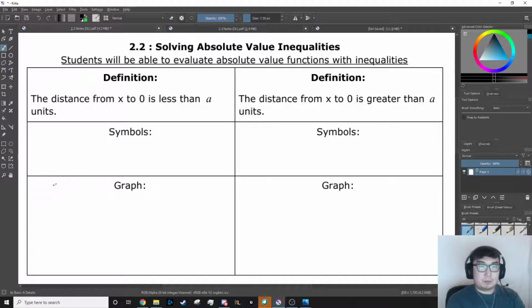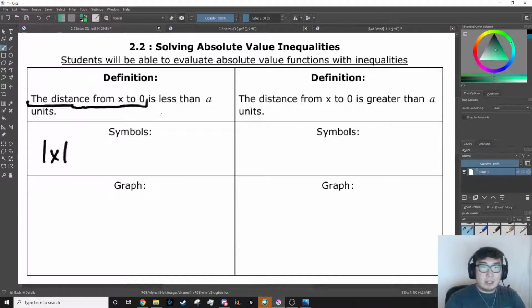All right. The distance from x to 0 is less than a units. This is the absolute value of x, and oh, my pencil's so fat. I'll make it 5. So this part right here is the absolute value of x, because we already defined this in 1-1. And this green color that I kind of like is less than a units.